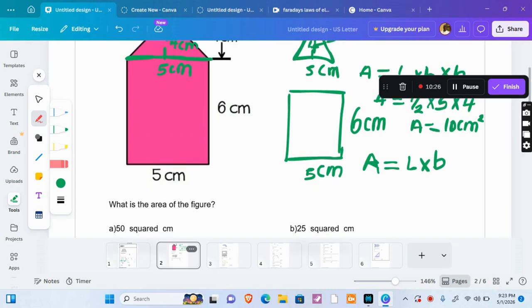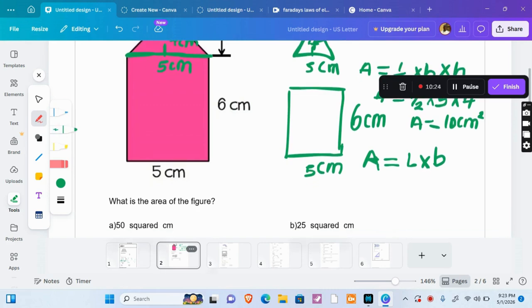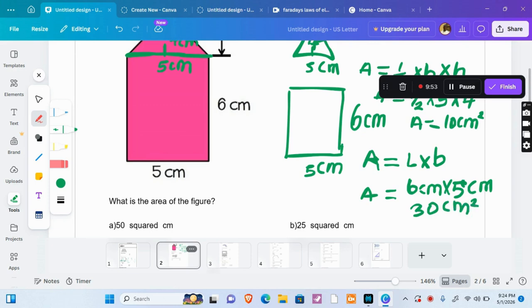So what is the length? Length is the longest side, which is 6 centimeters, times the breadth. What is the breadth? 5 centimeters. So 6 centimeters times 5 centimeters, what will it give you? To give you 30. 30 centimeters squared, sorry, because area is measured in squared.